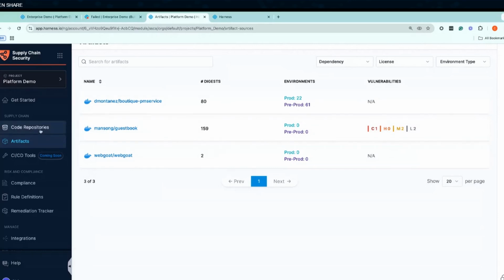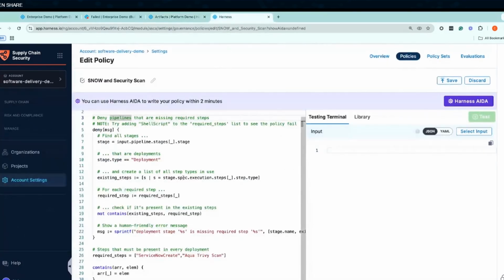I did mention OPA, so I'll quickly show an example of OPA here. In this case, this is a deployment stage. And what we have done here is we have made sure that a ServiceNow approval step as well as an Aqua security scan is mandated for this particular step. In that way, your deployments have to go through these steps. Otherwise, they won't be put into production. So extremely powerful, easy to write. So definitely recommend that.